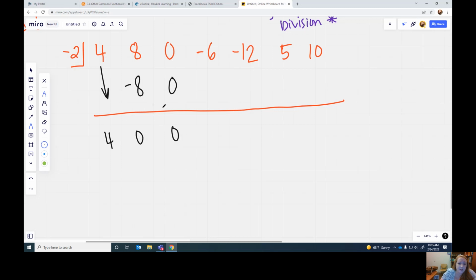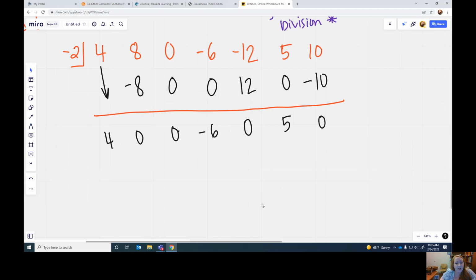Multiply again. -2 times 0 is 0. -6 plus 0 is -6. Multiply again. -2 times -6 is +12. -12 plus 12 is 0. -2 times 0 is 0. 5 plus 0 is 5. -2 times 5 is -10. 10 minus 10 is 0. Synthetic division is done. Now from here, we're just writing our answer.